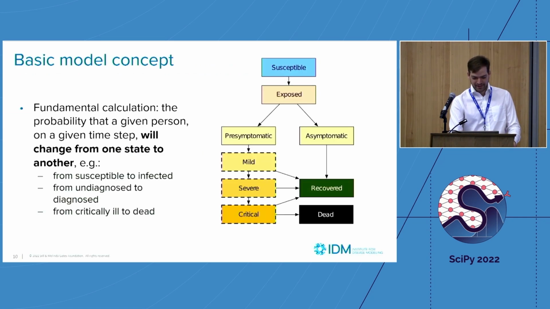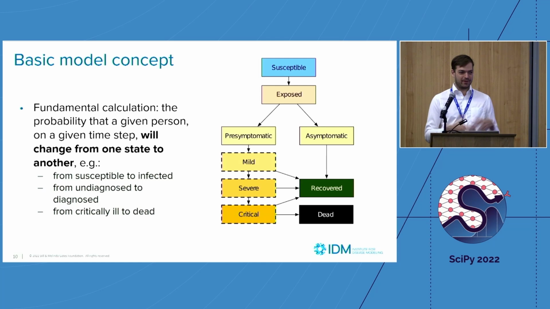So in terms of the design, those of you who have experience with disease modeling, which is probably not too many of you, this will look very familiar. So basically what Covasim is trying to do is one thing, which is calculate the probability that a given person on a given day will change from one state to another. So for example, will they become infected? Will they be diagnosed? Will they die?